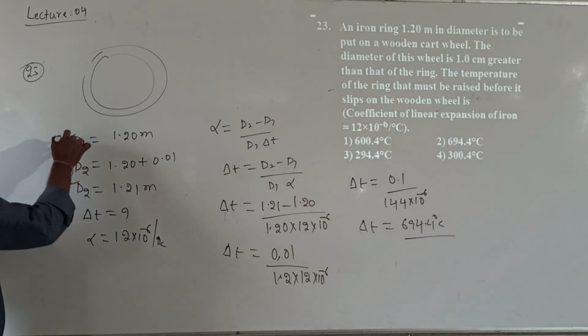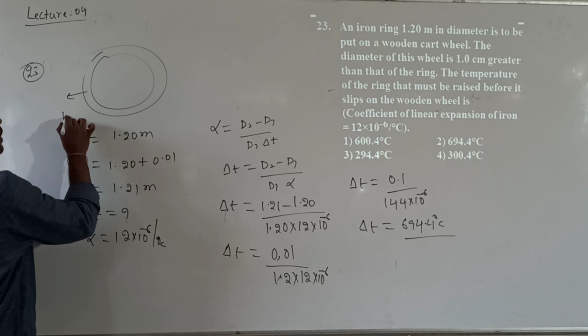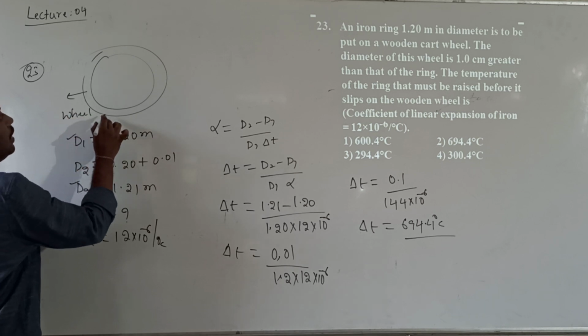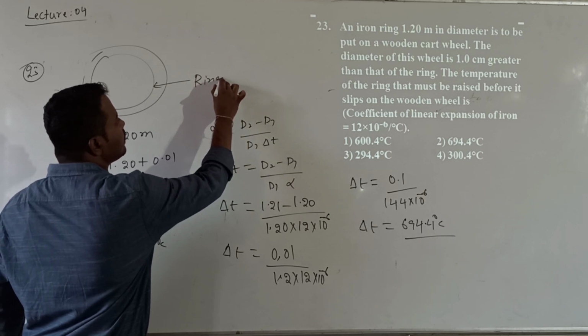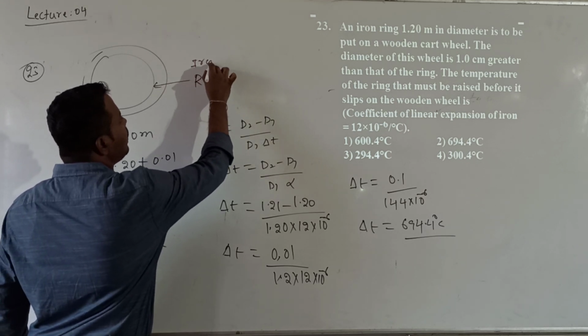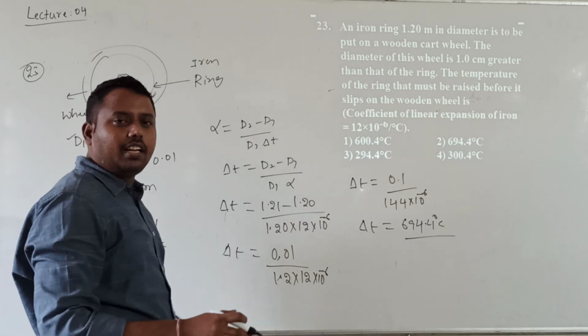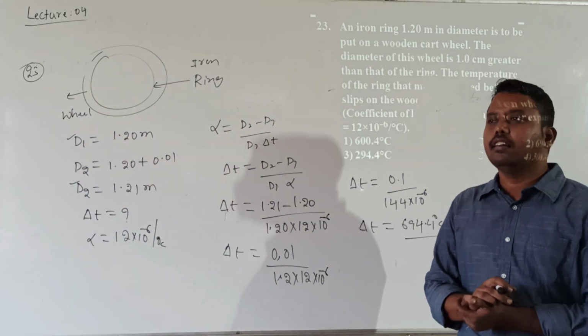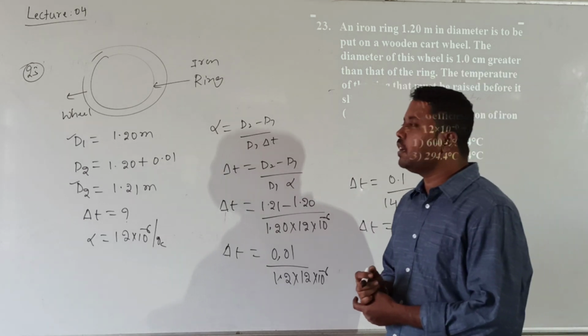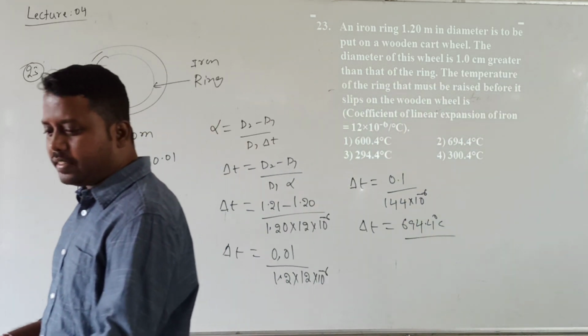Question understood? So the outer one is of the wheel, whereas the inner one is of which one? Circular ring, iron ring. In order to fix that ring into that wheel, first it should expand. Okay, now? So this is the question number 23.